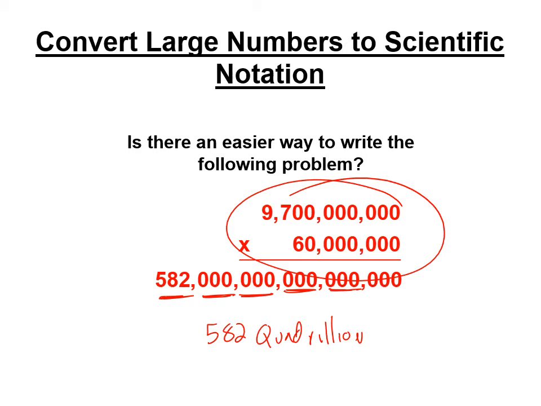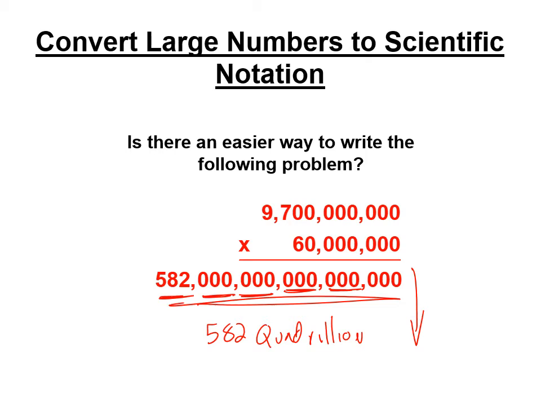9,700,000,000 times 60 million, if you try and do that on your calculator, one of two things is going to happen, right? First of all, if you actually had to do it on paper, realize you would have rows and rows and rows of zeros that you'd have to deal with, and you would never want to do that. Even on a calculator, if you try to do it on many calculators, you're going to get an error message. And the reason you're going to get an error message, it doesn't have room for all those zeros.